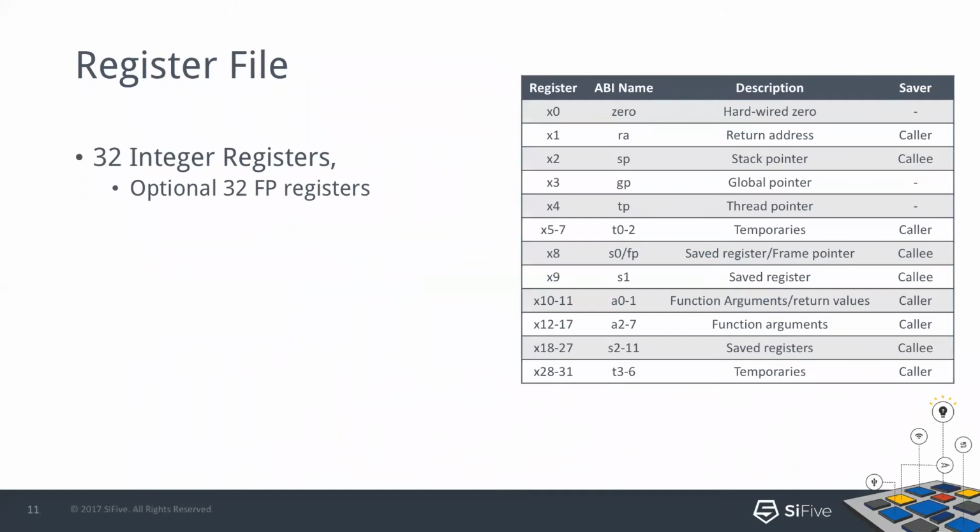Next, we'll talk about the register file. There are 32 integer registers in the RISC-V architecture. If you implement a floating point extension, then there are 32 additional floating point registers. The width of the register file is determined by the ISA. So if it's RV32, it's 32-bit wide registers. If it's RV64, then it's 64-bit wide registers.